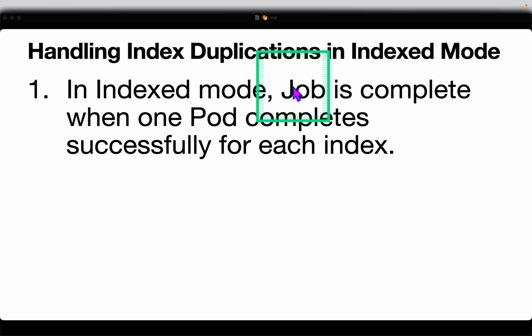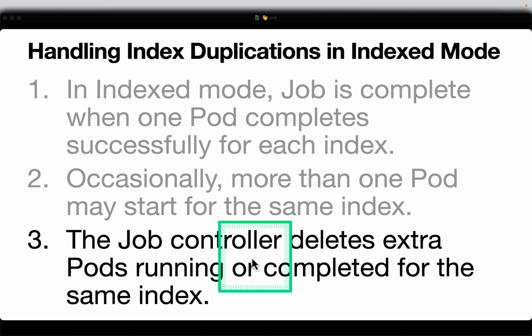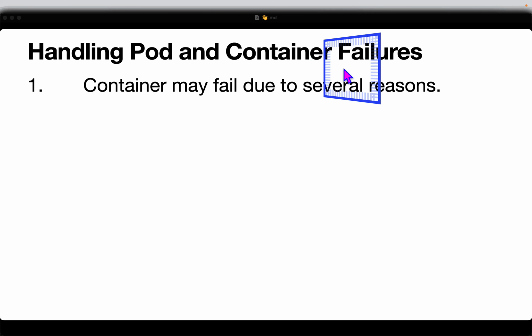The job is considered complete when there is one successfully completed pod for each index. This mode is used for parallel processing with static work assignment. It is rare, but due to reasons like node failures, kubelet restarts, or pod evictions, more than one pod could start from the same index. In case of index duplication, only the first pod that completes successfully counts towards the completion count and updates the job status. Any other pods that are running or have completed for the same index will be deleted by the job controller once they are detected.